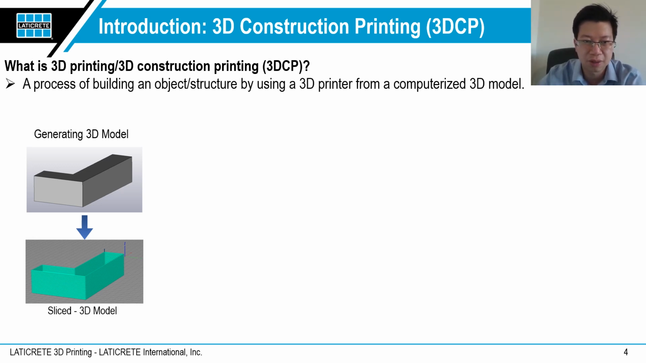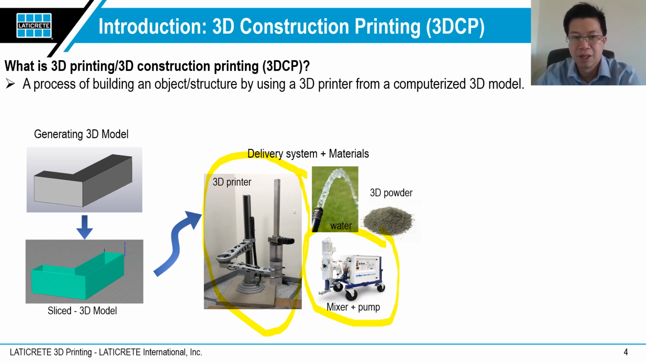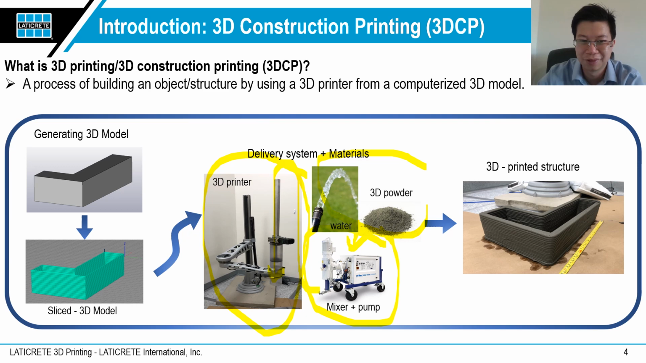The G-code is the input code, which is used as the input command for the delivery system. The delivery system usually consists of the printer and also a mixer and pump. Usually the materials are mixed in the mixer and then pumped through the hose and then through the extruder head, which is mounted in the printer. As the result, the printed structure. And again, all of these are controlled by using a simple computer.